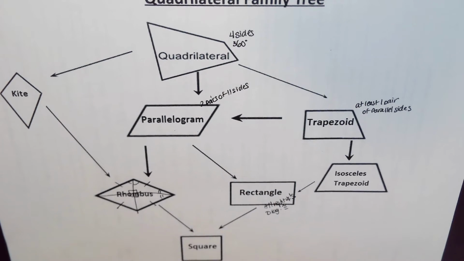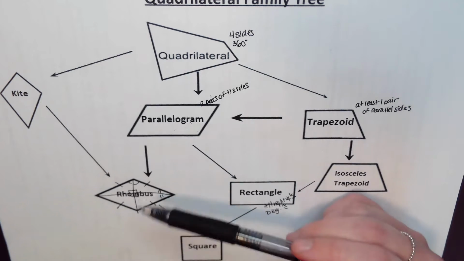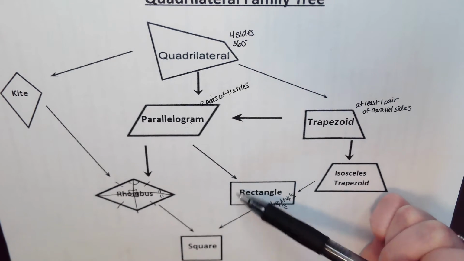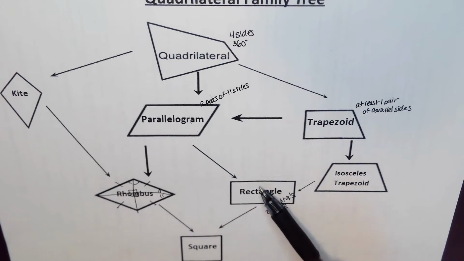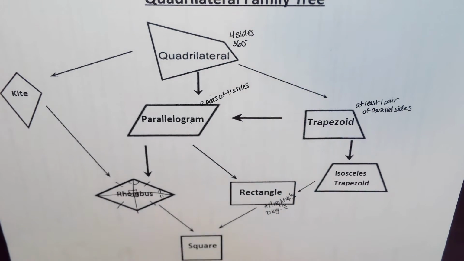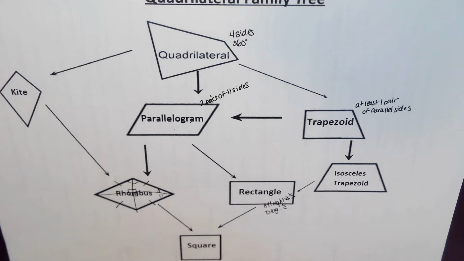And then our square, kind of like our inbred child, if you think of it as a family tree, came from the rhombus and the rectangle. So the square has all the properties of the rhombus, all the properties of the rectangles, and all your properties of your parallelogram as well. So for a square, you've got congruent diagonals, diagonals that are perpendicular, diagonals bisect each other, all the things that are true about all the things that come before it.